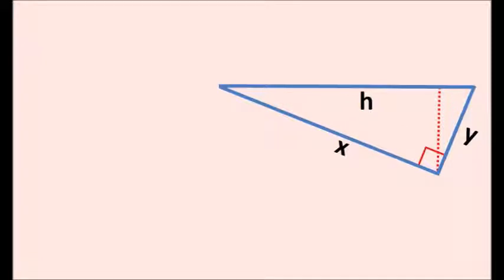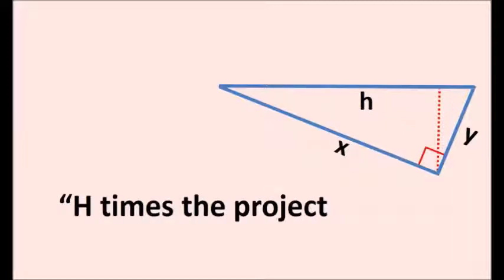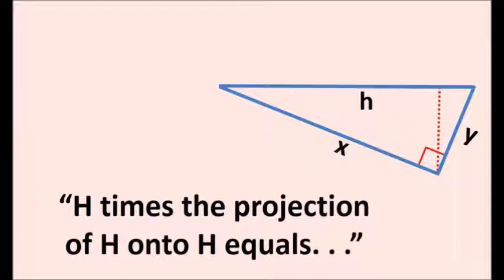Now, I'm going to change things slightly to make the proof even faster. Rather than starting with h equals, let's say h times the projection of h onto h equals. Projection of h onto h.